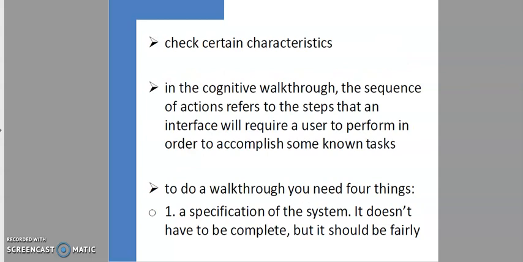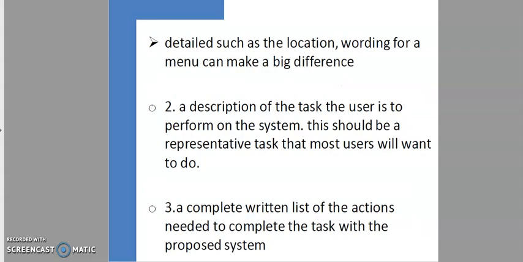First is a specification or prototype of the system. It does not have to be complete, but it should be fairly detailed. Details such as location and wording for a menu can make a big difference. Second is a description of the task the user is to perform on the system. This should be a representative task that most users will want to do.